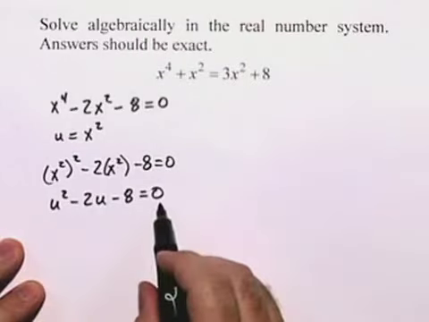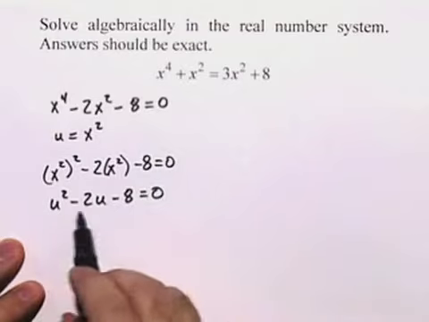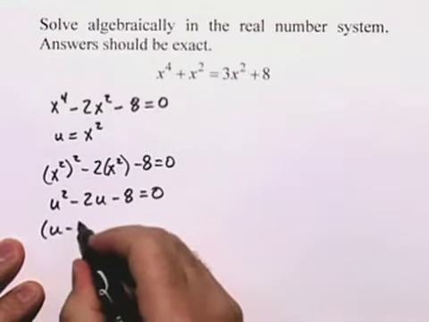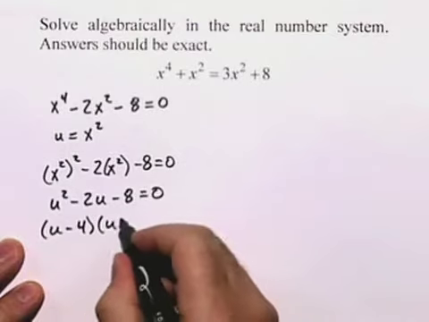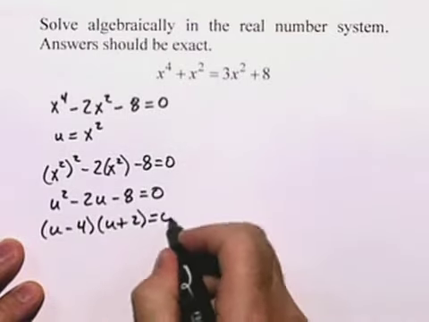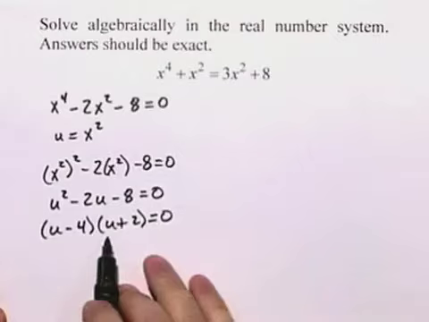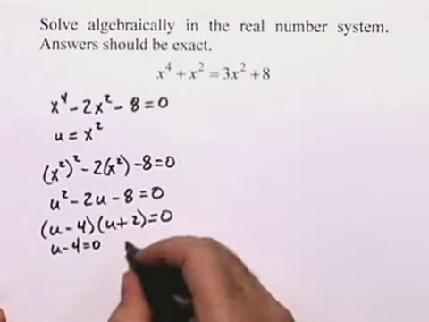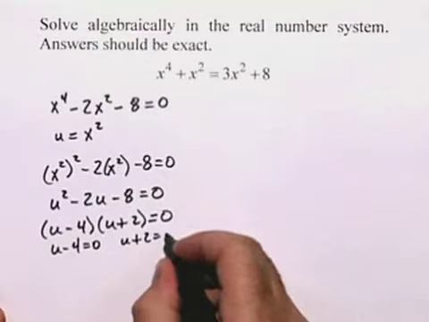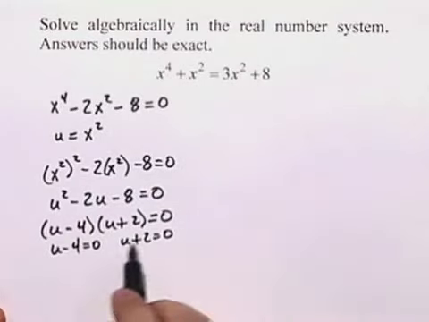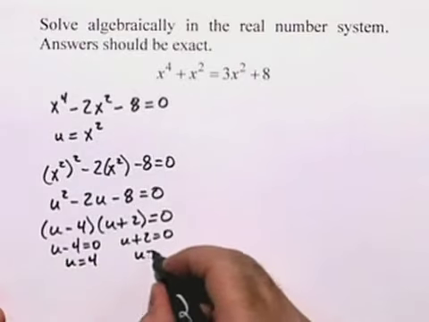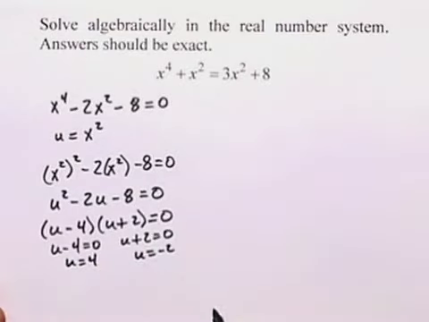Now here we have a quadratic equation that we need to solve that's quadratic in u. We solve this by factoring. We get u minus 4 times u plus 2 is equal to 0. We set each of these factors equal to 0. U minus 4 equals 0. U plus 2 equals 0. And we solve these two linear equations. We'll get u is equal to 4, and u is equal to negative 2.